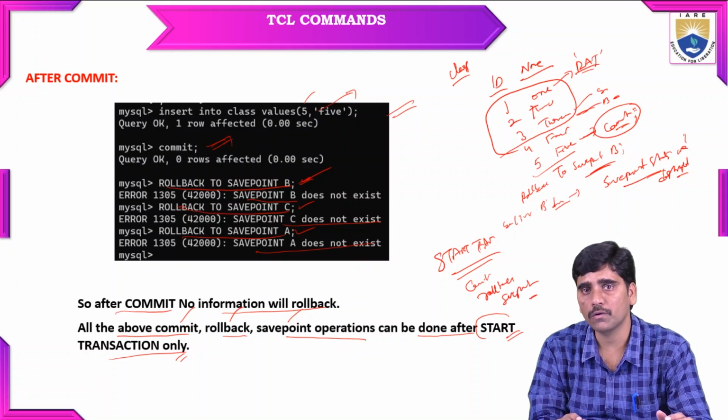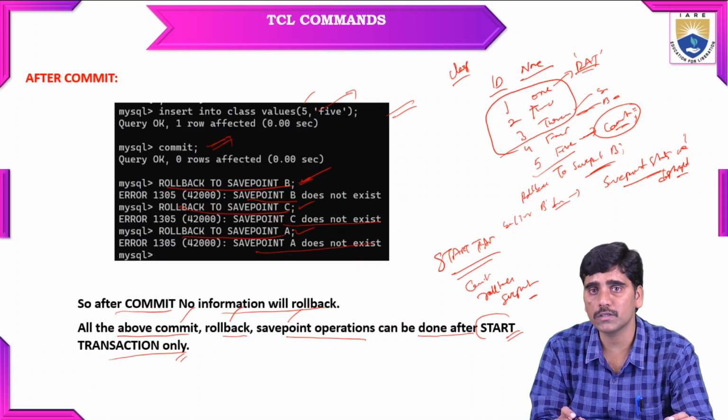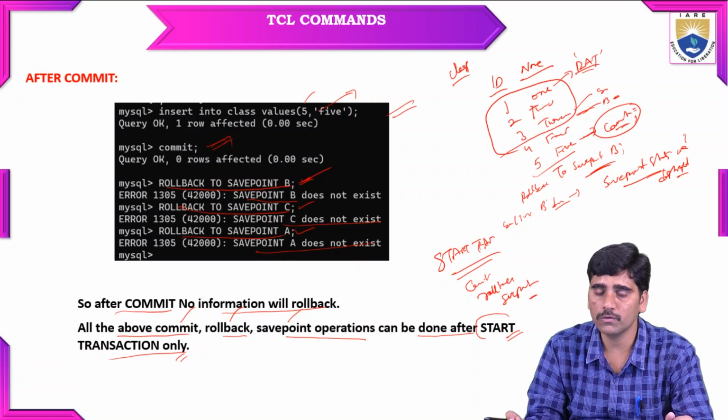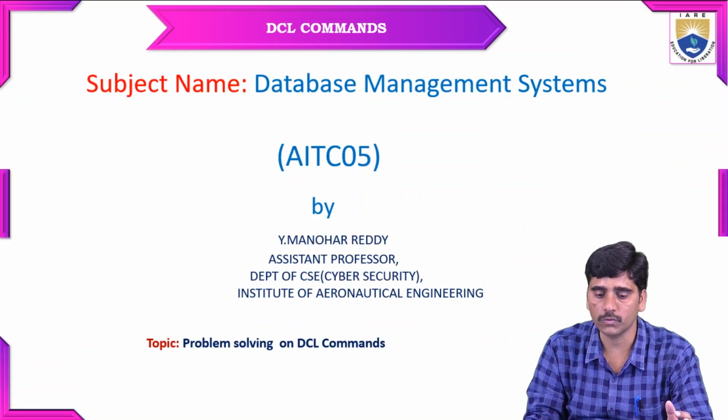To do the rollback operation, the data is saved temporarily. So after performing save points, you can roll back the data. But after performing the commit operation, you are not able to roll back the data. So this is all about transactional operations, or transaction control language commands.